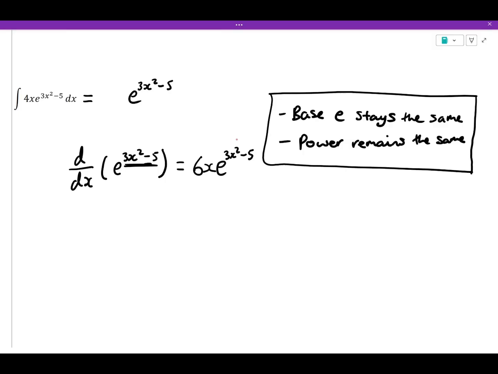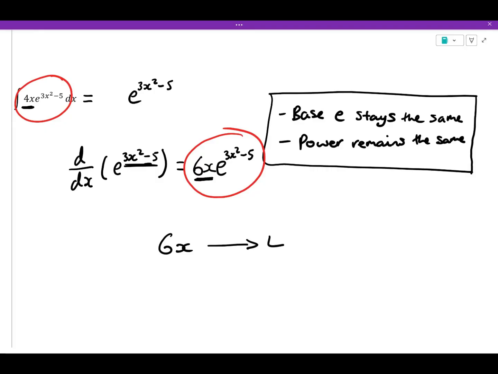We're going to compare our derivative here with our initial question. Now if we look in front of our e function, over here we have 6x, but in the initial question we have 4x. So I need to think, how do I get from 6x to 4x? Well, let's do our destination 4x divided by our start point 6x. And if we simplify that, we end up with 2 over 3. So we need to multiply by 2 over 3. So in my final answer, I'm going to put a 2 over 3 in front of my e function, and then we're going to put plus c like that.